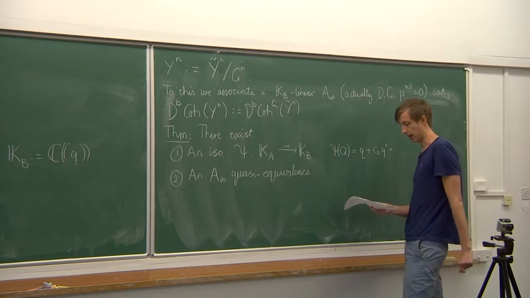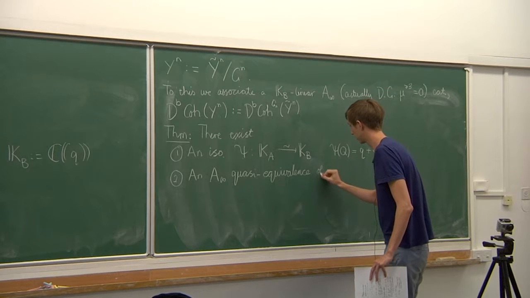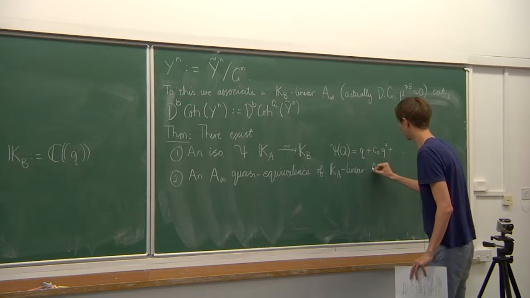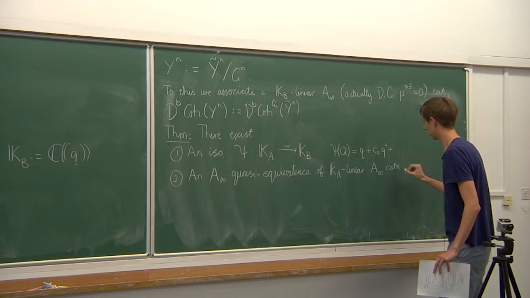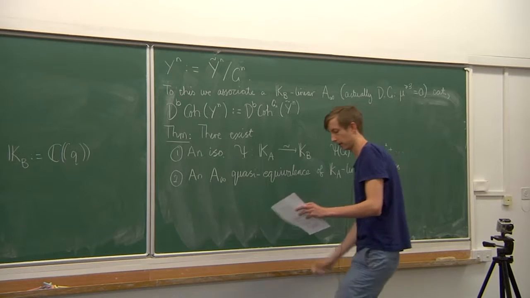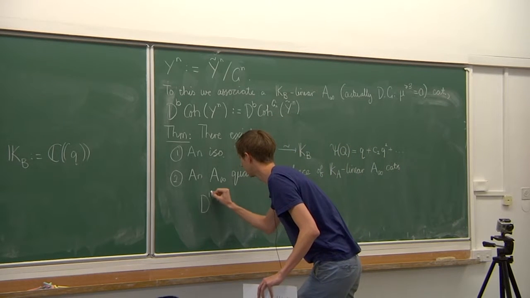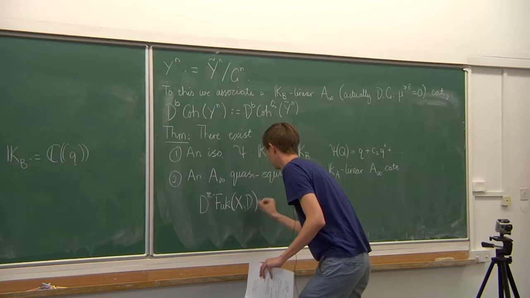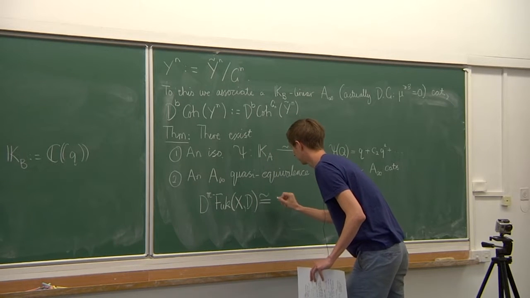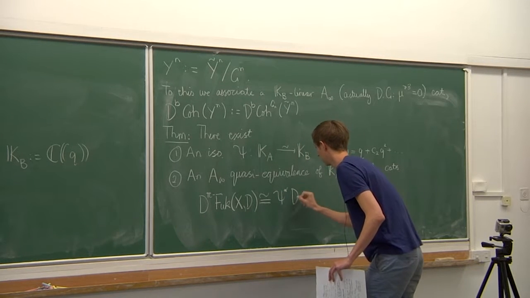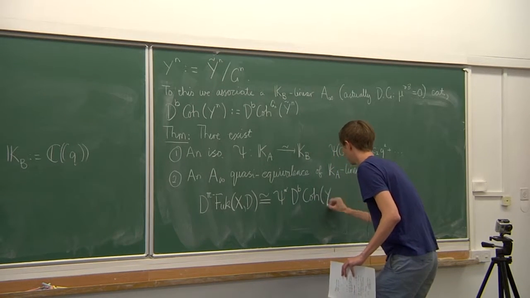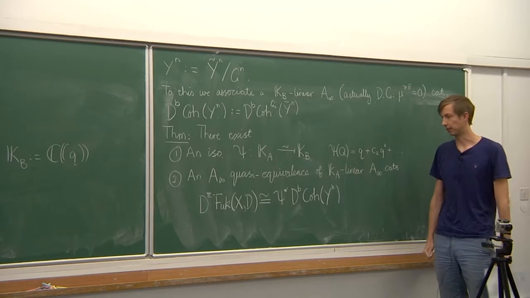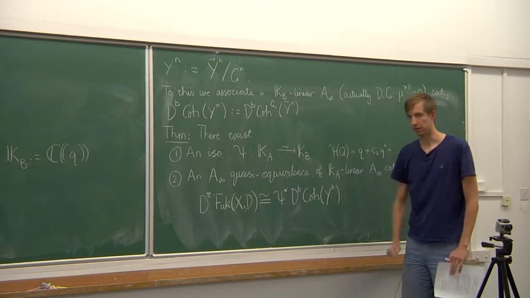Second, there's an A infinity quasi-equivalence of Ka-linear A infinity categories between this symplectic category, this relative Fukaya category we defined, and this bounded derived category of coherent sheaves.